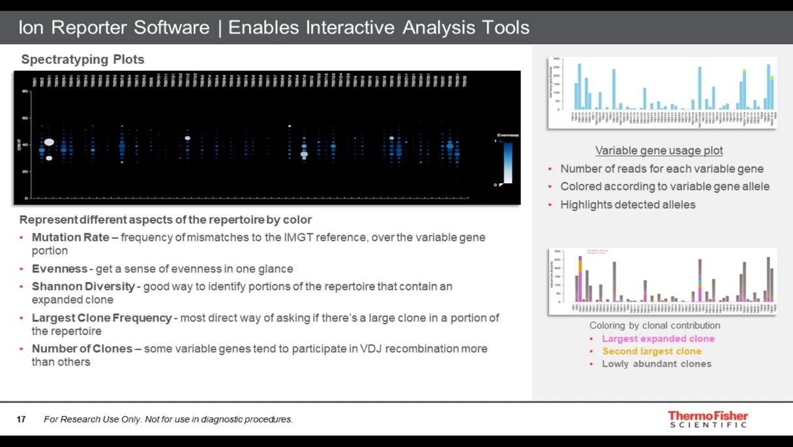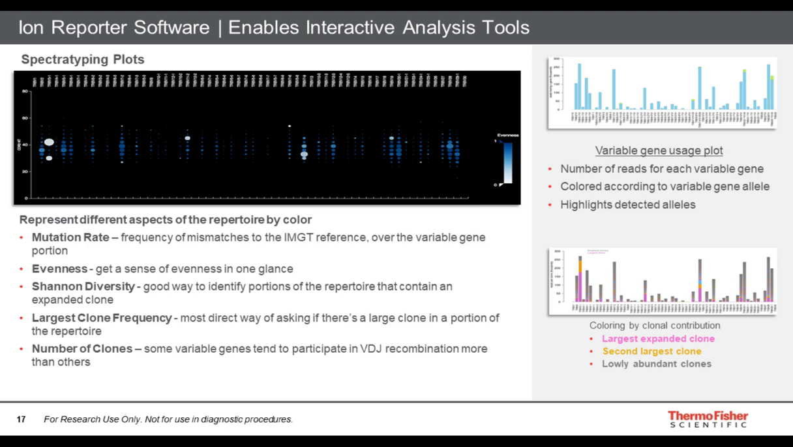The plot on the top right is another way of summarizing the repertoire. This is showing the variable gene usage. So the x-axis here are the different V genes, and the y-axis shows the number of reads associated with each V gene. In the plot on the top, it's coloring the different bars according to the variable gene allele. So this enables you to see the different allele usage. This is enabled by sequencing the CDR1 and 2 regions.